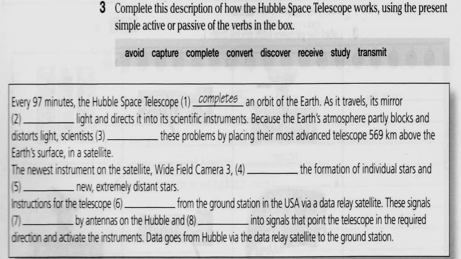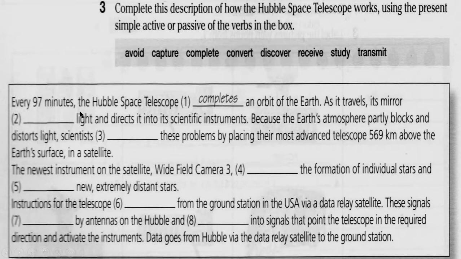Now let's check your answers. Let's start by reading the verbs: avoid, capture, complete, convert, discover, receive, study, transmit. Let me remind you of how to change into the passive. We have to use am or is or are plus the past participle of the verbs here if you want to put the sentence into the passive form.